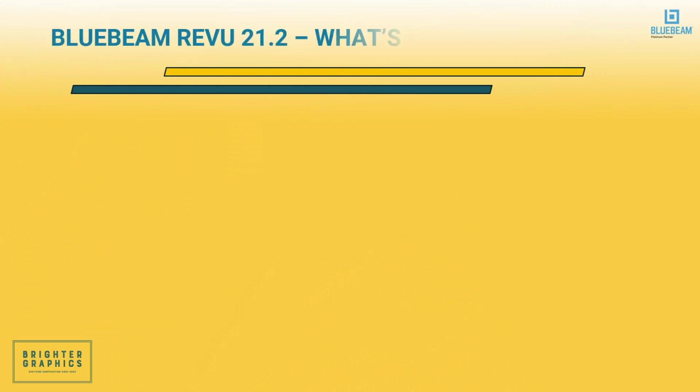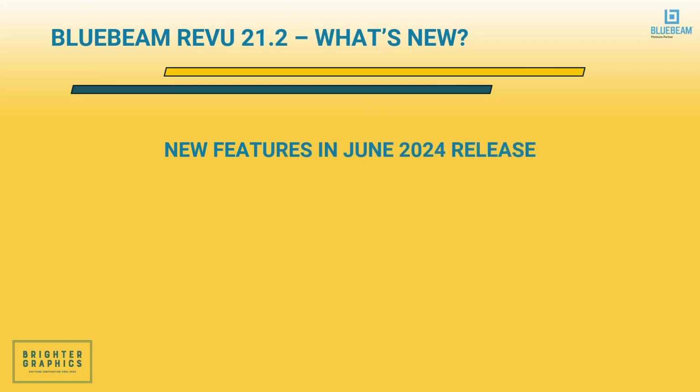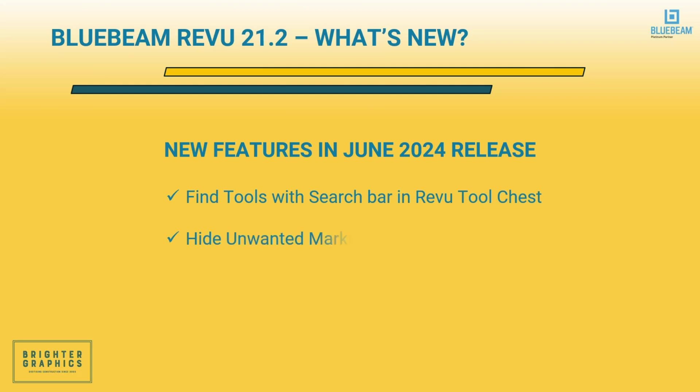Bluebeam recently introduced Revu version 21.2 with great new features and updates, including the new search feature in the Revu tool chest that makes it easy to find your desired tools. Another feature is you can now hide or unhide desired markups.